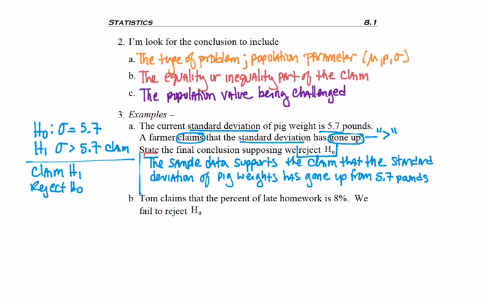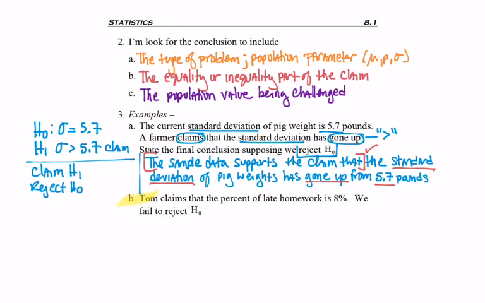So like I mentioned, first I'm looking that you have the right starter statement. The sample data supports the claim that. Then I'm looking for you have that population parameter, so I'm looking for the word standard deviation in your statement. Then I'm looking for the equality or inequality. So gone up in this case is our inequality. And then I want to know what value it's gone up from, and in this case 5.7 pounds.